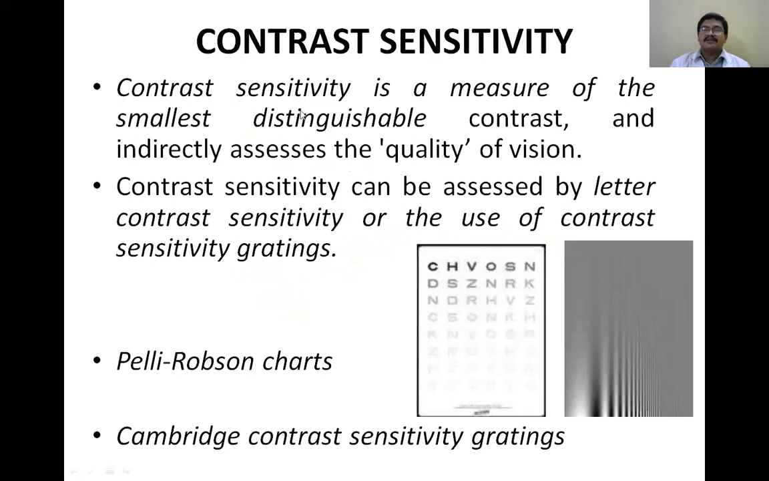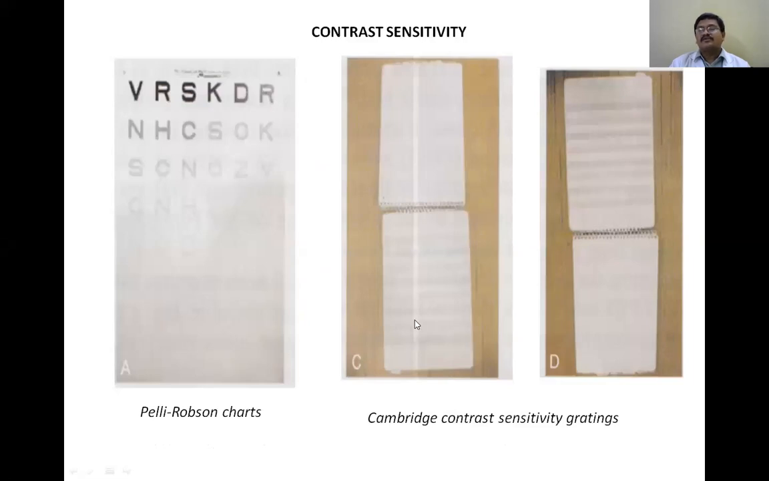Another test is contrast sensitivity. Contrast sensitivity is a method of indirectly assessing the quality of light by the smallest distinguishable contrast. Nowadays contrast sensitivity is becoming important, whenever you are undergoing LASIK, these tests are done. Contrast sensitivity is assessed by letter charts using different contrast grading, such as the Pelli-Robson or the Cambridge contrast sensitivity chart. These are the charts used for testing. With this, we will complete this part. Now we will see how to test with the demonstration videos.